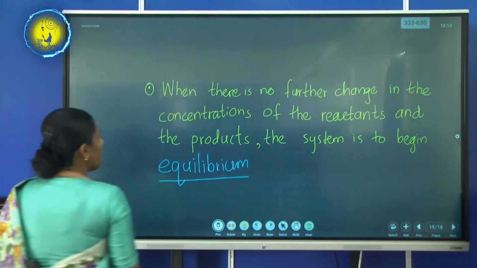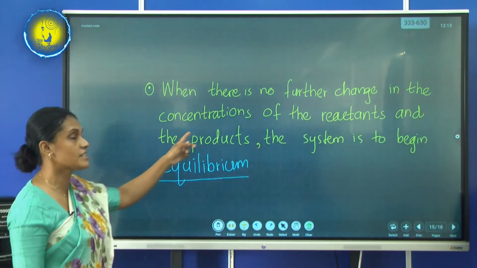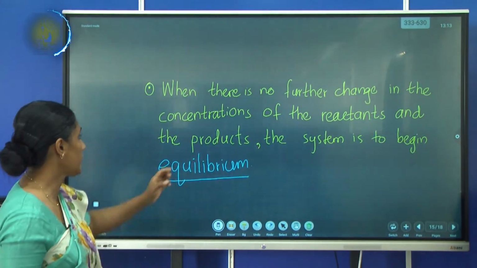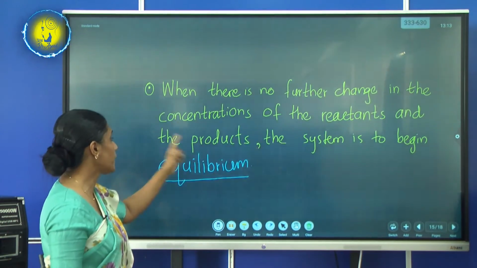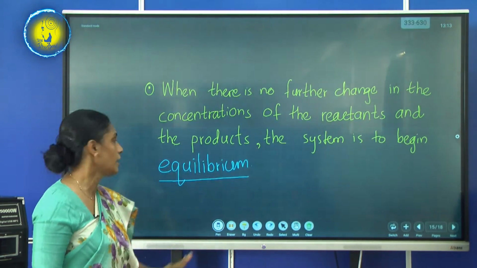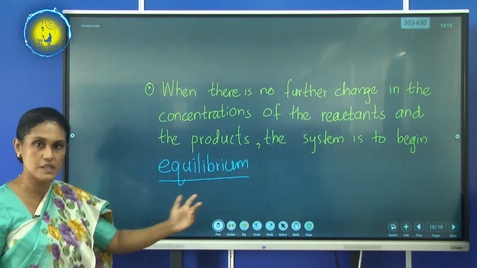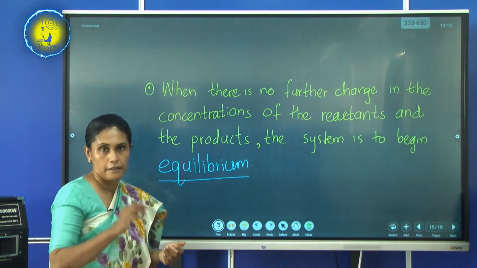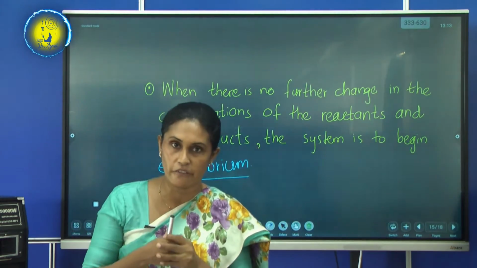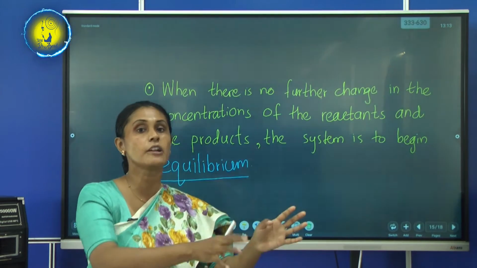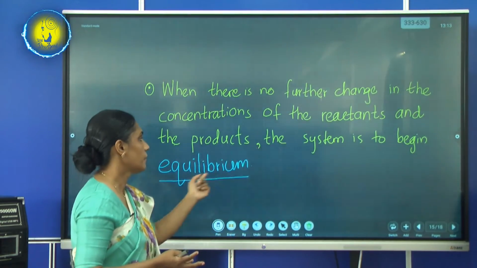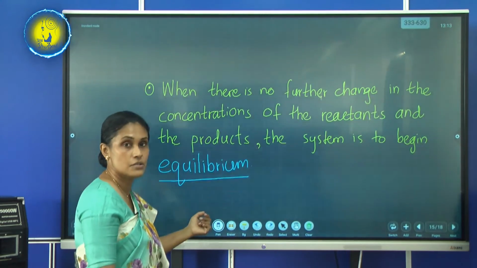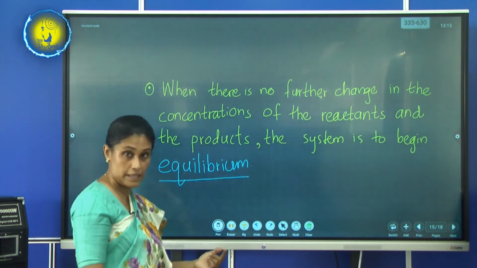Then when there is no further change in the concentrations, we are not changing the concentrations of the reactants and the products, what will happen? The system, an important word you have come across with, equilibrium. We are not changing the concentration of the reactants as well as the products. What will happen? The system has begun to reach its equilibrium. Let's see what this is.